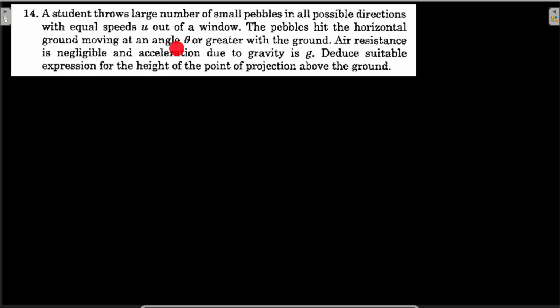So we'll try to solve for the part where I have theta only. In other words, we want to find the height for which the minimum angle at which the pebbles hit the horizontal ground should be theta. Okay, so what height will give us this result? We need to find it. So I'll show you the case where we have the minimum theta. I'll draw the figure first.